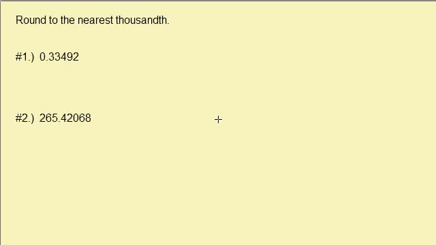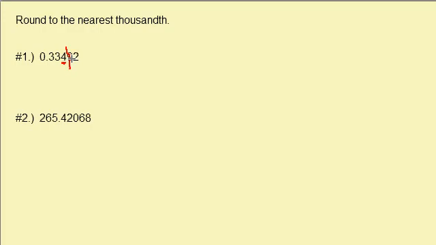Alright, let's take a look at rounding decimals. Here we want to round to the nearest thousandth. So we need to go to the thousandths place. So this is the tenths, hundredths, and there's the thousandths place, the 4. So we look to the right, okay? Let's just kind of draw a line here between them.